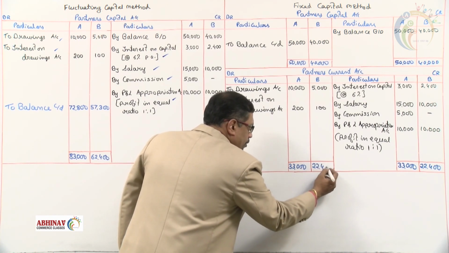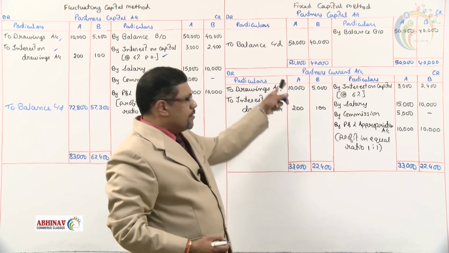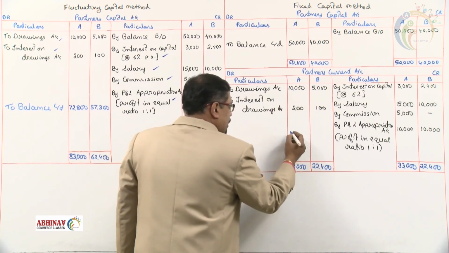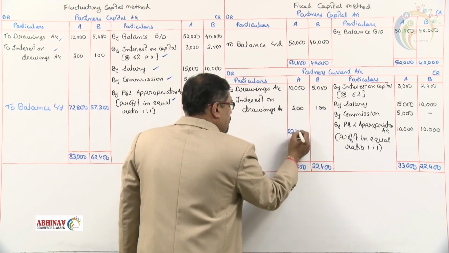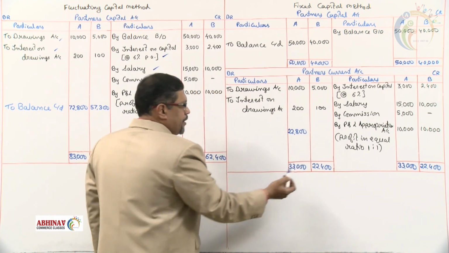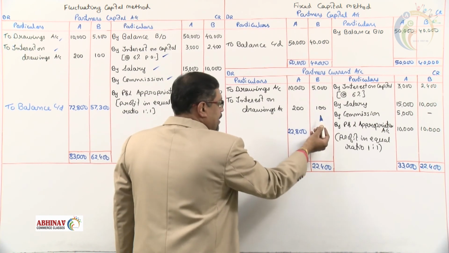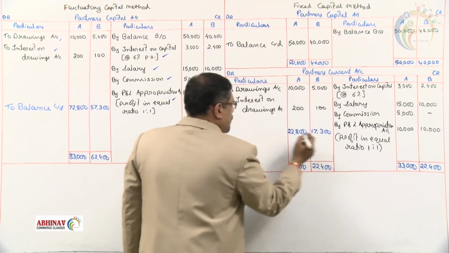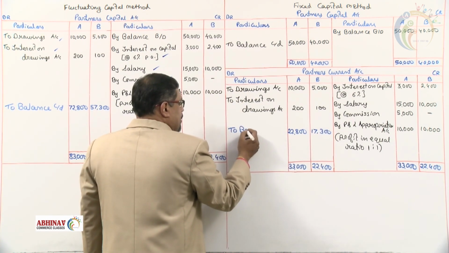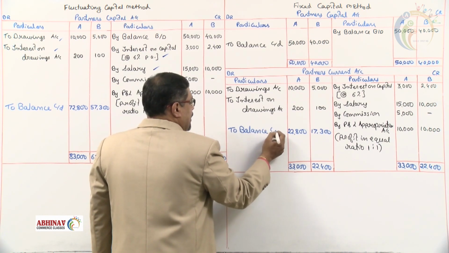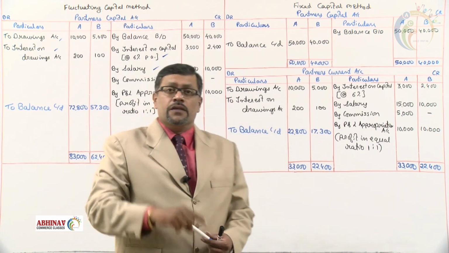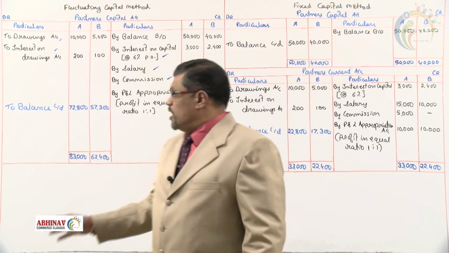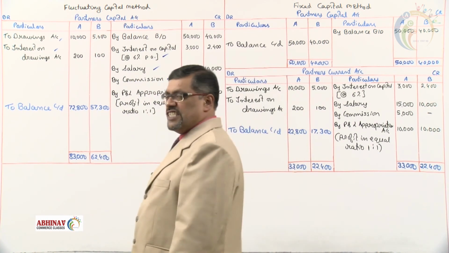33,000 and 22,400. From this, minus the debit side, we get the balance. 33 minus 10, 23, minus 200, 22,800. 22 minus 5, 17, 17,400 minus 100, 17,300. We show it as to balance carried down. This is what we carry forward in the balance sheet. So this is the fluctuating and this is the fixed method.